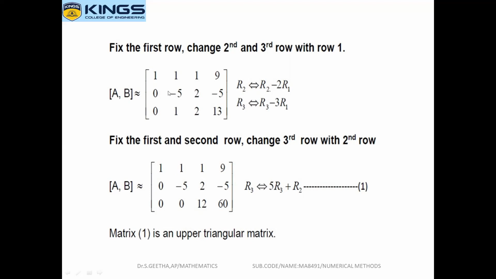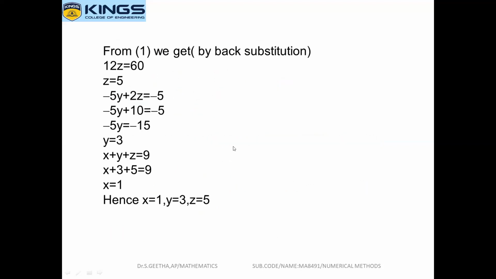Now, we fix the first 2 rows and we change the third row. This is equivalent to 1, 1, 1, 9; 0, minus 5, 2, minus 5; 0, 0, 12, 60. Here, we used the elementary transformation, namely 5R3 plus R2. This matrix is an upper triangular matrix. To get the solution, we use the back substitution method.